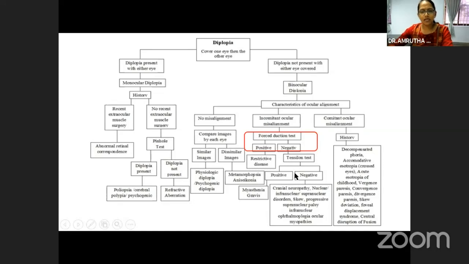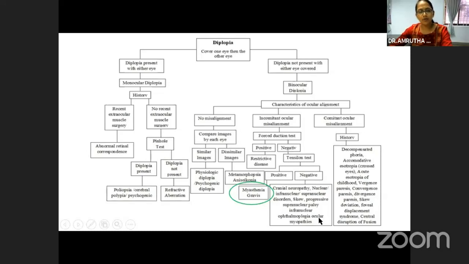When one is in doubt, one can proceed with the forced duction test. If the FDT is positive, you're looking at a patient who has a restrictive strabismus. If the FDT is negative, you're looking at a patient who has a paralytic strabismus. If there is a history of varying symptoms and varying duration, and the deviation also keeps changing when we are measuring, and there is ptosis, then we are looking at a neuromuscular junction-related pathology, could be myasthenia. By doing a Tensilon test, one will be able to differentiate whether it is myasthenia. The rest are rare, so I haven't covered them.